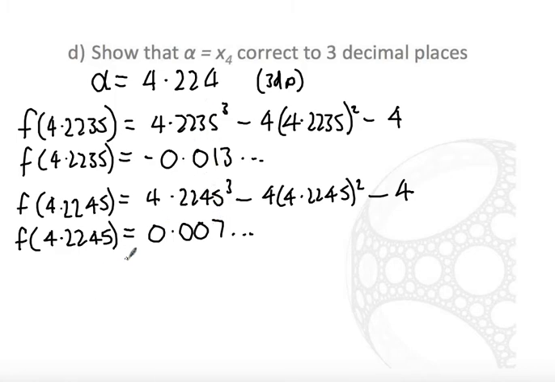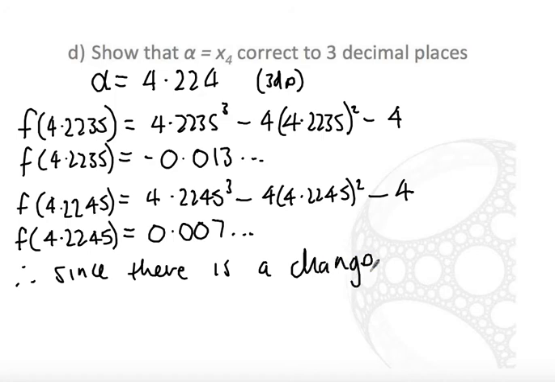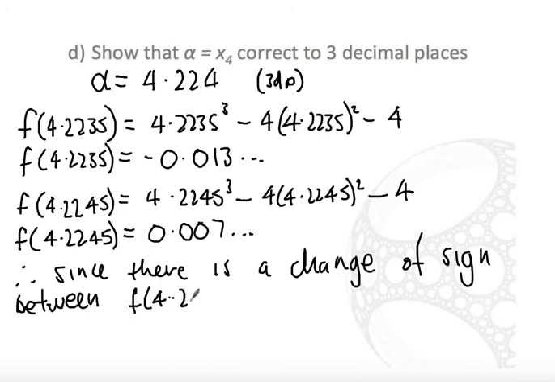So alpha must lie between those upper and lower bounds, and so then alpha must round to 4.224 to 3 decimal places. So that's what we're going to state. So we're going to say, therefore, since there is a change of sign, and remember that these statements are really important because this is worth a mark stating what we found. So we found a change of sign between f of 4.2235 and f of 4.2245.